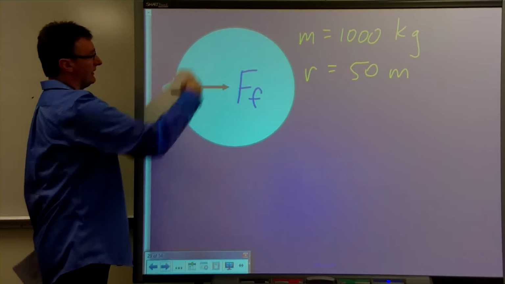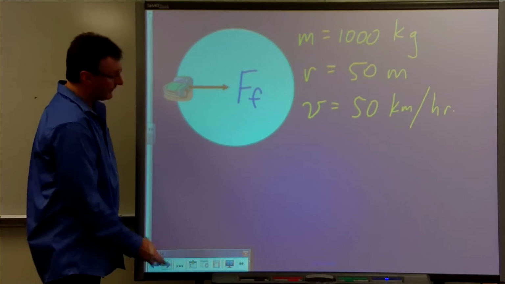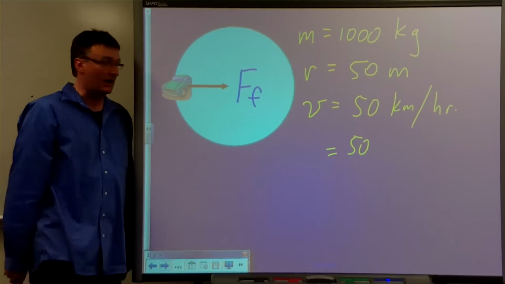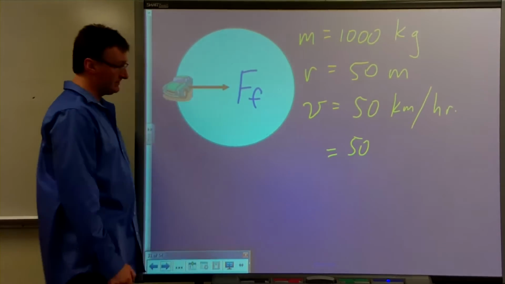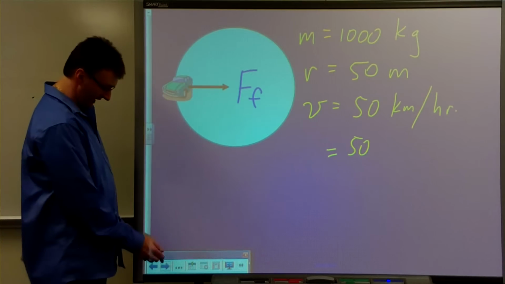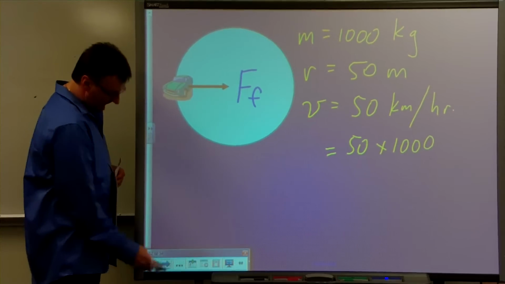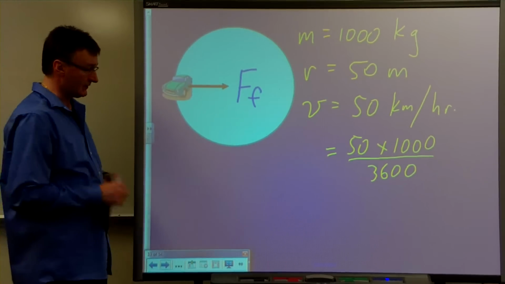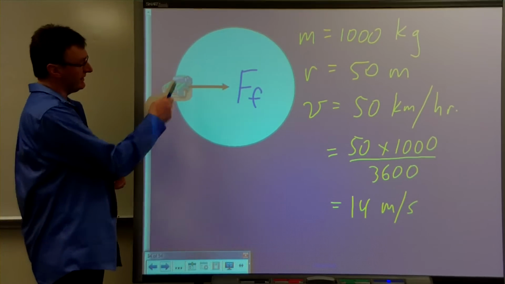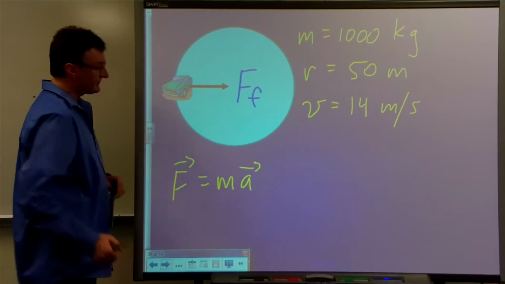Its radius of motion is 50 meters. It is moving at 50 kilometers per hour. And so right away, what we probably want to do before we do anything else is just change the units of speed to meters per second. So they give it to us in kilometers per hour, so we need to change that to meters per second. So to change kilometers to meters, we multiply by 1,000. To change hours to seconds, we divide by 3,600. And so our speed is 14 meters per second. So the vehicle is moving around that circle at 14 meters per second. And so that's the information there.